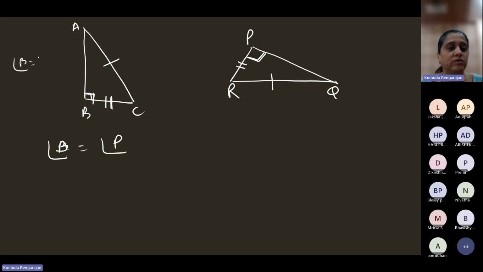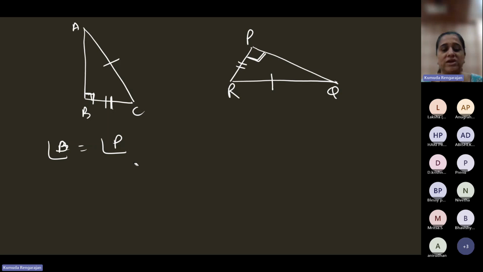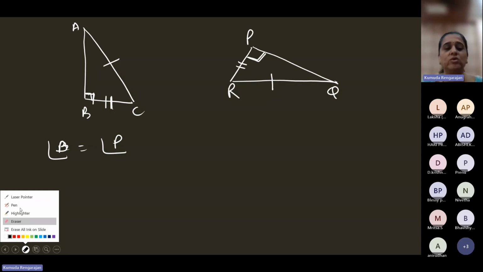you write angle B is equal to angle C. They are two angles of the same triangle. That is not a valid equality. Supposing also angle B is equal to angle C, B and C are angles of the same triangle. You cannot write that equality to show that the triangles are congruent. You must write one angle or one side of the first triangle equal to one angle or side of the second triangle. Writing two sides are equal or two angles are equal of the same triangle is not valid information.